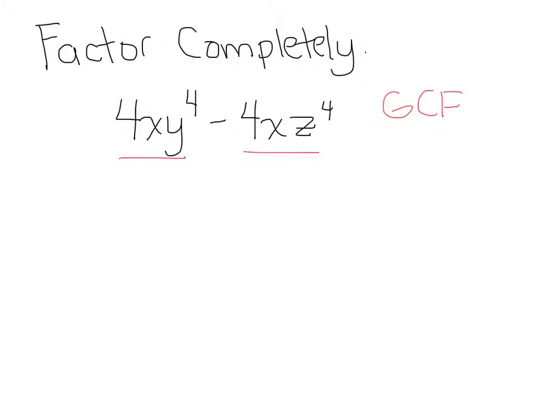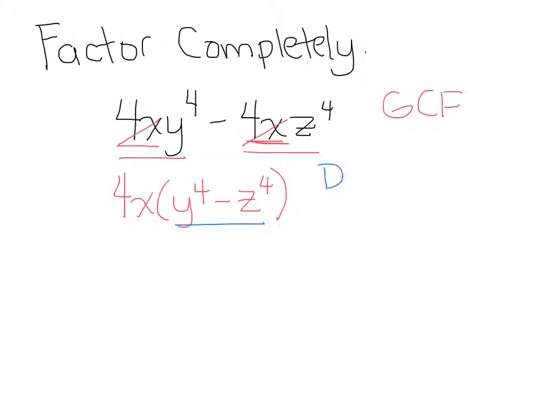Well, I noticed that they both contain a 4x. Therefore, we can pull that out. When I pull out 4x, I'm just going to cross off those 4x's to see what's left. We have y to the fourth minus z to the fourth. At this point, I'm left with a binomial here. The only option of factoring when you have a binomial is the difference of squares.